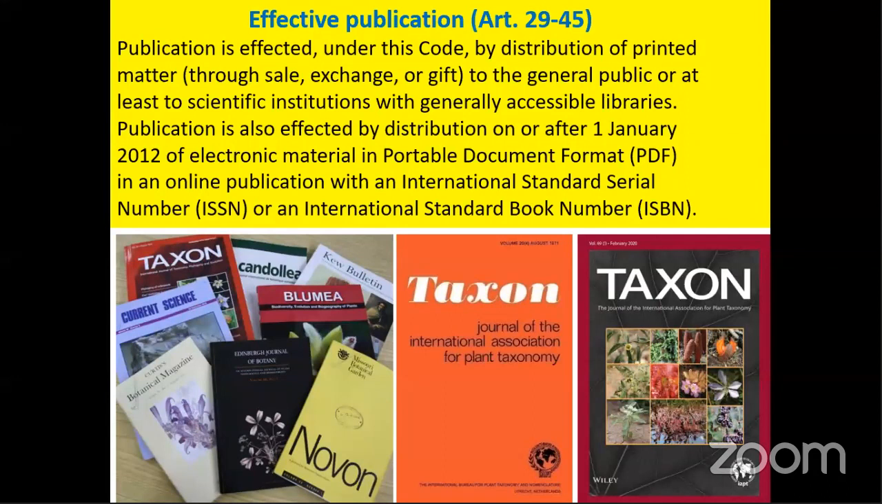The publication is effected under this code by distribution of printed matter through sale, exchange, or gift to the general public or at least to scientific institutions with generally accessible libraries. These are the first thing for effective publication. The publication is also effected by distribution on or after 1st January. Priority of publication we have to see.